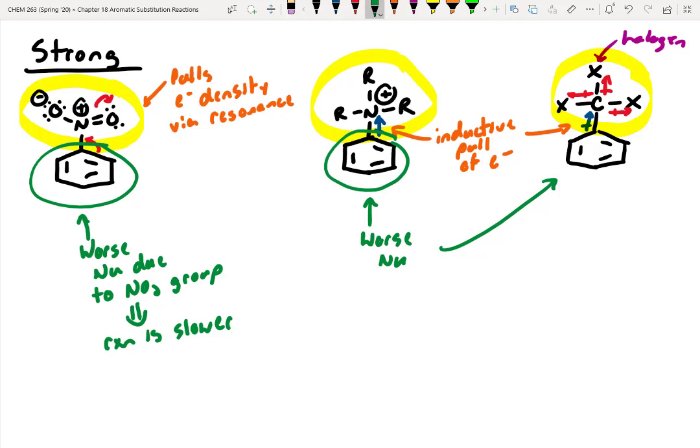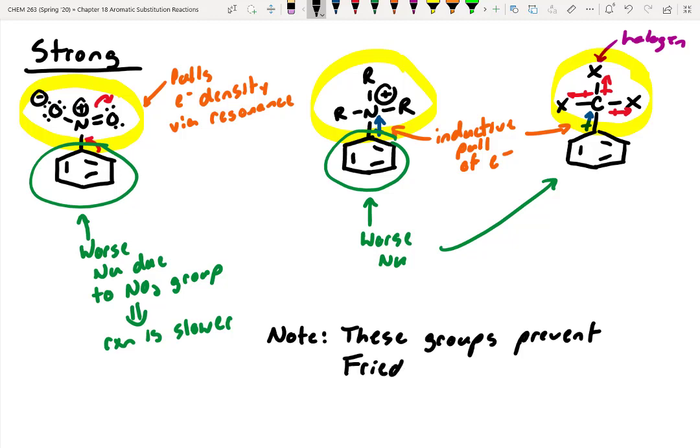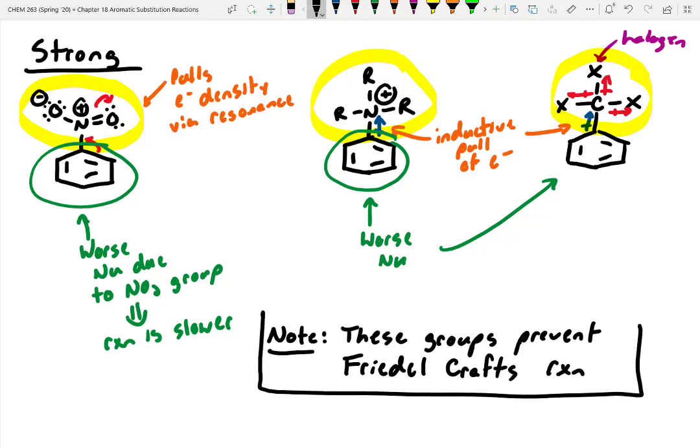In fact, if you remember, we talked about the Friedel-Crafts reaction. We said that the Friedel-Crafts reaction won't work with any of these strong electron withdrawing groups. So let's make a note here. These groups prevent a Friedel-Crafts reaction. Because everything's so sluggish, so slow, there's just no way to get the reaction to occur.